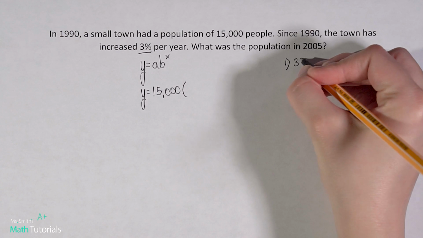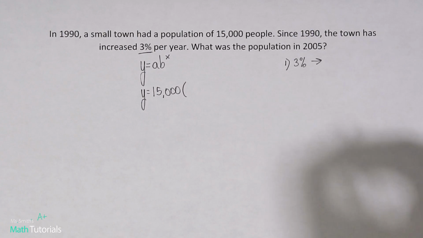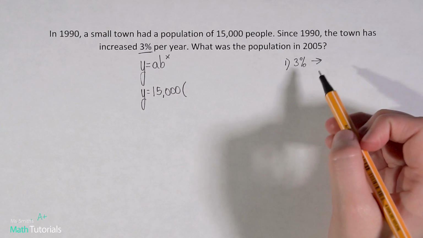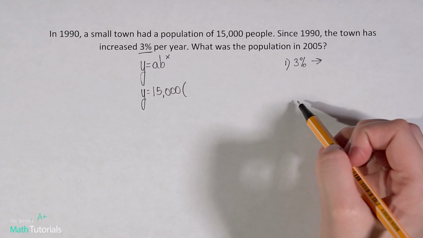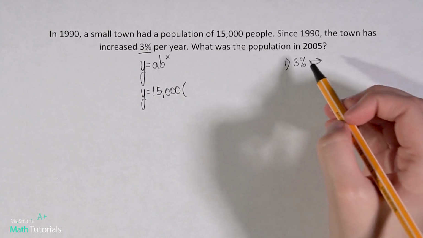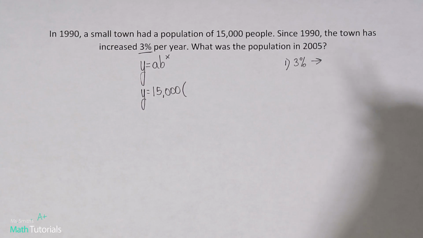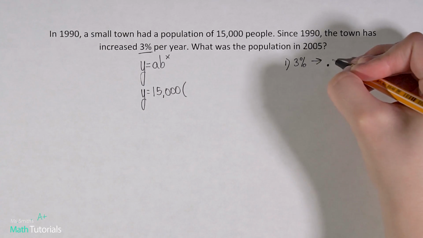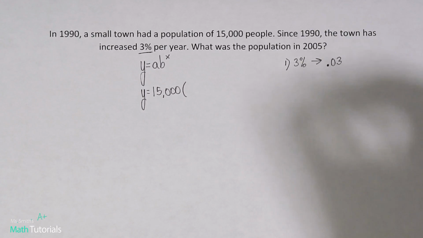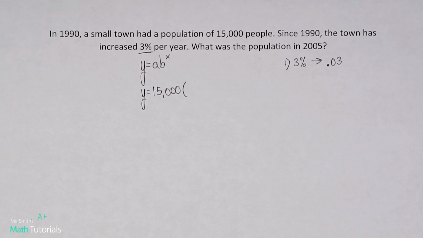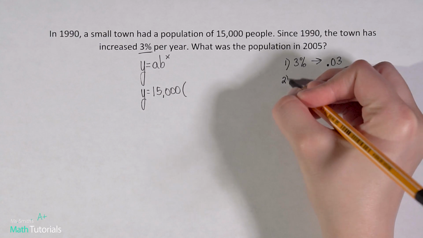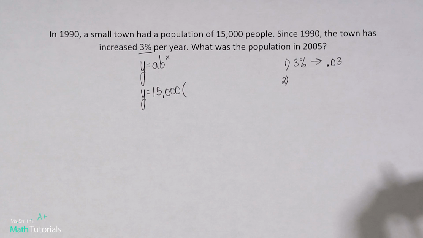Okay, so 3% as a decimal would be, now there's a couple ways you could go about this. You could either do 3 divided by 100. That's one way. You could remember that we move our decimal place over to the left. That's another way. However you like to do it, our answer would be 0.03. That's our first step. Okay, our second step to get our B value when given a percent is to ask ourselves, are we increasing or are we decreasing? Is this growth or is it decay?